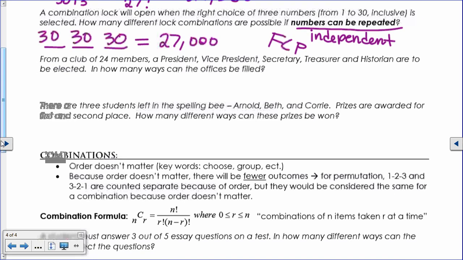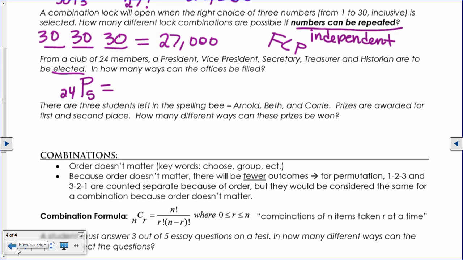From a club of 24 members, a president, vice president, secretary, treasurer, and historian are to be elected. Keyword, that tells me it's a permutation. These are positions of power. Once one gets filled, you can't use that same person for another position, so it's a decreasing number of options. And how many ways can the offices be filled? So how many people do I have to choose from? 24. So those are my options. How many of those people do I want to elect for these positions? President, vice president, secretary, treasurer, historian. 5. I have 5 positions to fill.